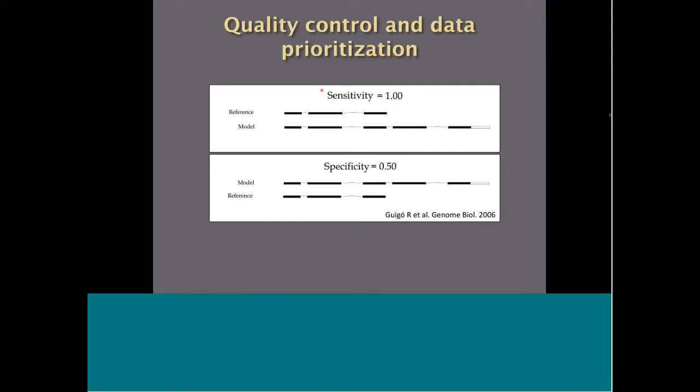Then there's specificity. This detects how much of what we predicted should have been predicted. This is essentially your false positive rate. You can see here we over-predicted, therefore 50% of the model is in regions we shouldn't have predicted, and specificity drops. And then accuracy is normally the average of the two.